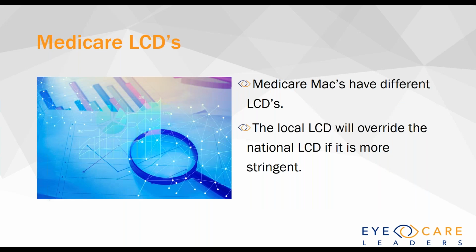So let's talk a little bit about Medicare local coverage determinations. As we know, different MACs have different Medicare LCDs. One MAC may have an LCD for fundus photography, whereas another one may not. So you really need to make sure that you look at the different policies within your local region. If your state has a specific local coverage determination that is more stringent, it will outweigh the national one. If the state does not have one and the national level one does, then you definitely want to be looking at that national level LCD to make sure that the claims are being processed correctly.